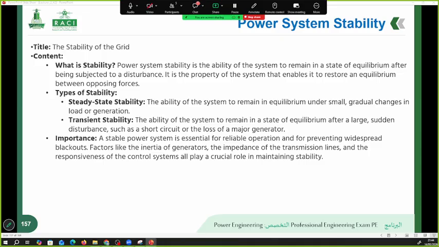And we have different types of stability: steady state stability and transient stability. Steady state stability refers to the ability of the system to maintain equilibrium under small gradual changes in load or generation. Transient stability is a more challenging and critical form of stability. It is the ability of the system to remain in a state of equilibrium after a large sudden disturbance, such as a major fault, a sudden change in load, or the loss of large generators.